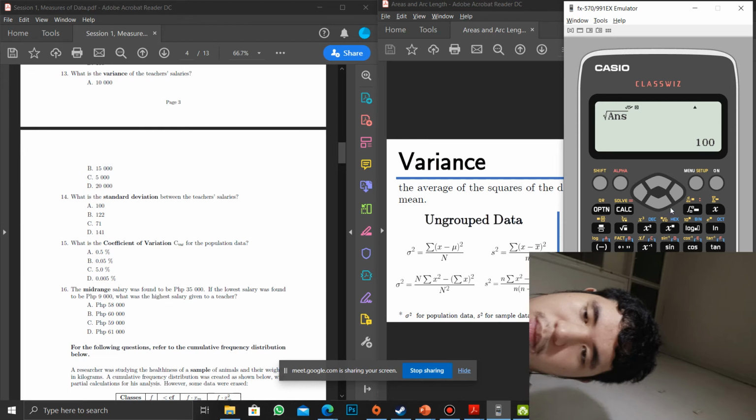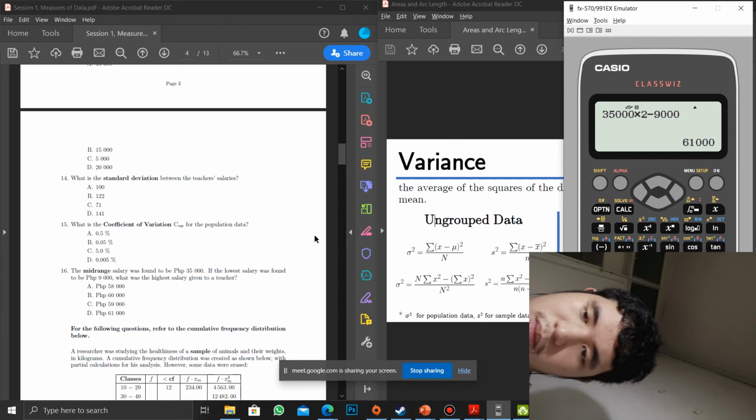Coefficient of variation. Standard deviation over mean times 100. 0.5%. Mid-range salary to be 35. Ano ulit yung mid-range? Mid-range is the lowest plus highest value over 2. So, solving for that, 35,000 times 2 minus 9,000 equals 61,000. Letter D. Good job. Okay, sige.